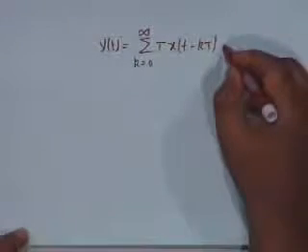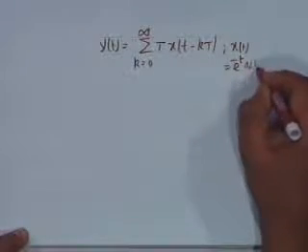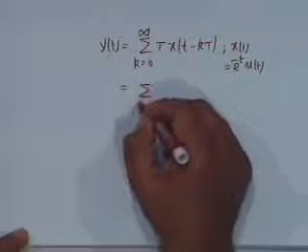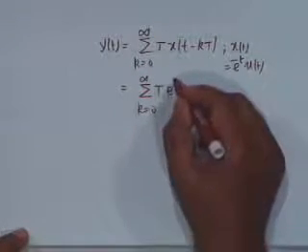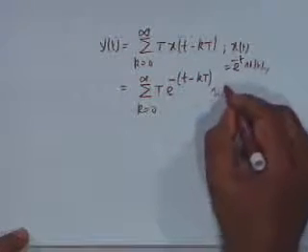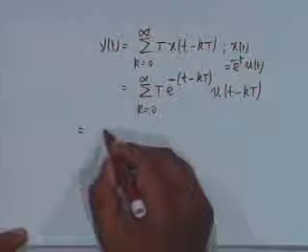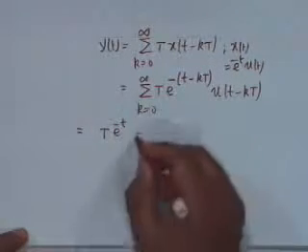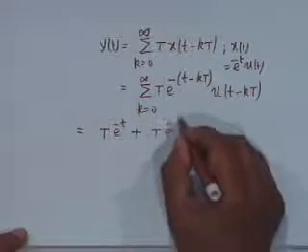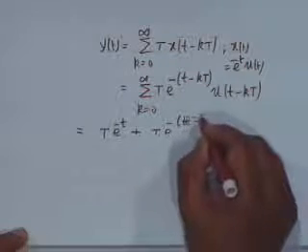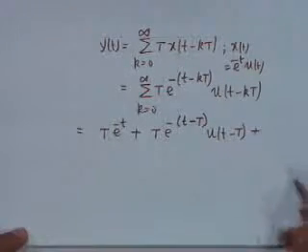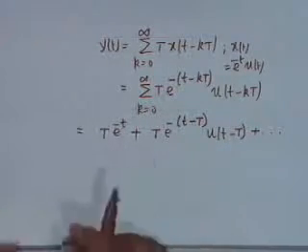Now y of t is the summation of capital T x of t minus kT, k equals 0 to infinity, and x of t is e to the minus t u of t, and therefore I can write this as the sum over k from 0 to infinity of capital T e to the minus (t minus kT) u of (t minus kT). If I want to write this explicitly, it is T e to the minus t plus T e to the minus (t minus T) u of (t minus T), and so on. I am writing this in an expanded form to have a clearer physical picture.